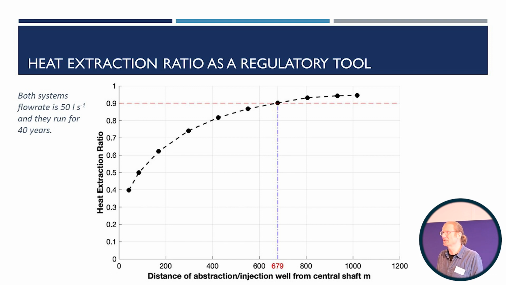Now keep in mind that this is only valid for the flow rate of, in this case, 50 liters a second and a duration of 40 years. If you change these parameters, or if you change any of the other parameters that we use in the model, then obviously this number would change as well. So you'd have to look at this for individual cases, of course.